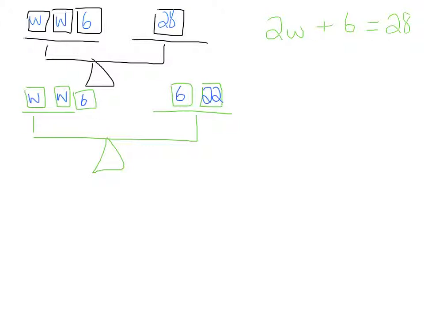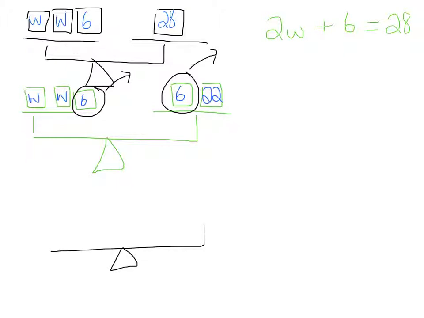So my first step is I have positive 6 on this side, so I'm going to get rid of positive 6 from this side. What I do to one side of the equation, I have to do to the other side of the equation, so I'm going to get rid of my positive 6 from that side of the equation. I'm going to redraw my balance scale just to see what I am now left with. So I now have 2 w's. I don't have my 6 because I've subtracted it from both sides of the equation. And then I have 22 left on this side of the equation.